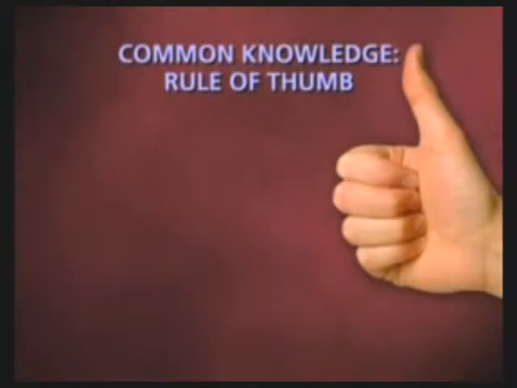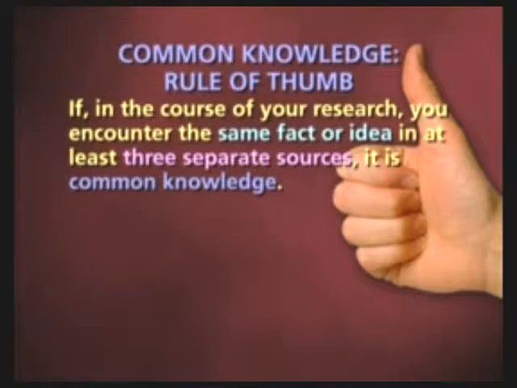Here then is a rule of thumb that you can use to help you determine in any gray instance whether a particular fact or concept should be considered common knowledge or not. If, in the course of your research, you encounter the same fact or idea in at least 3 separate sources, you can consider it common knowledge, and there's probably no need to mention a specific source when you refer to this fact or idea in your paper.